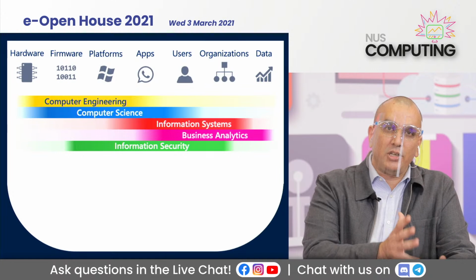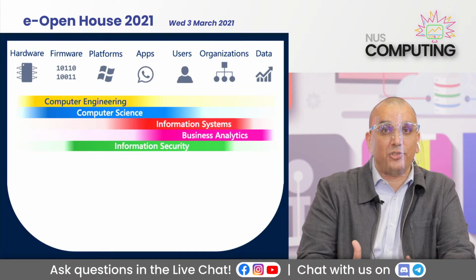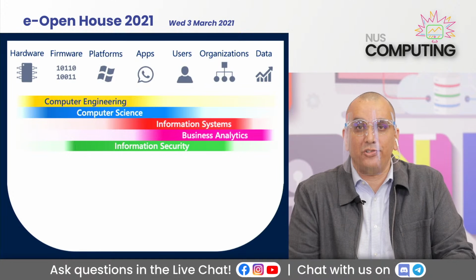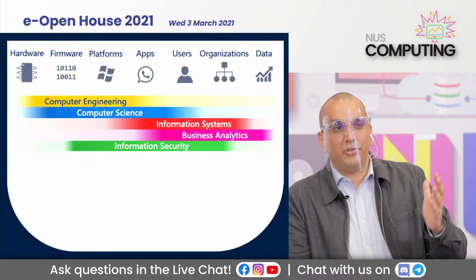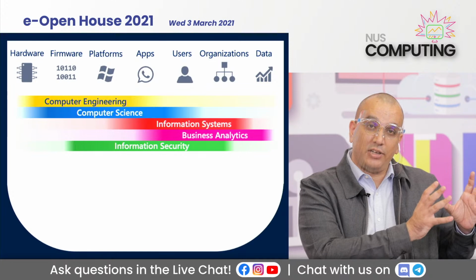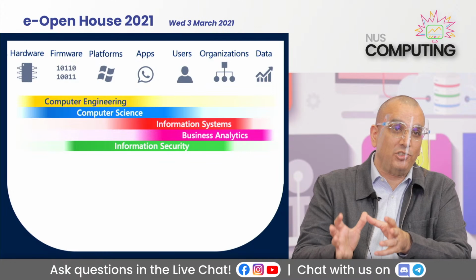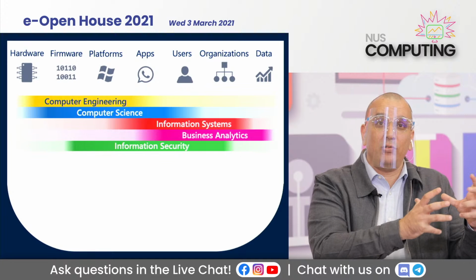And so we've split up the world of computing into five different areas. And these five areas represent the five different degree programs that we offer: computer engineering, computer science, information systems, analytics, and then information security. Now, where our computer engineering and computer science differ is they're still more towards the technology end of the spectrum, as when you compare them to our information systems or analytics programs, which are more towards how organizations and people use technologies and data. So we're still on the side of the spectrum where we're dealing with the technologies.